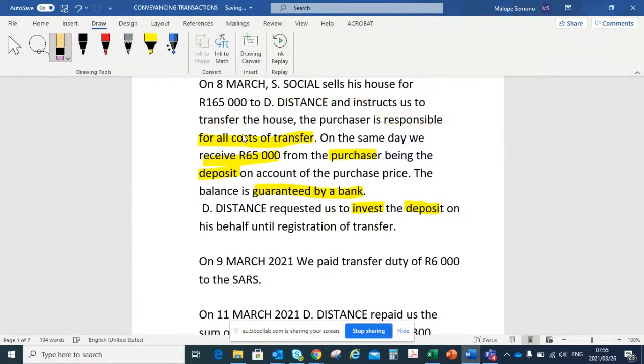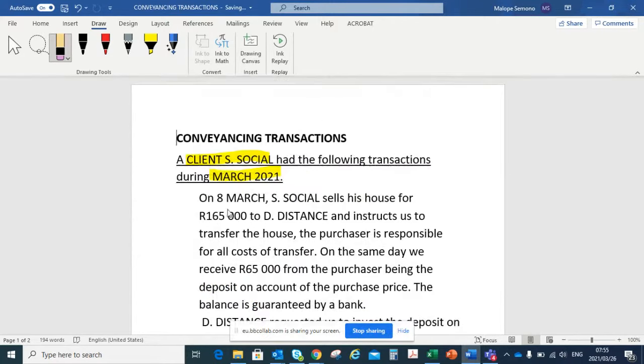I've been asked by many friends of mine, many students, to come up with transactions around conveyancing. Okay, so I'm just going to make sure that I explain. I just came up with a question, so I'm going to use this question to explain the basics around conveyancing.